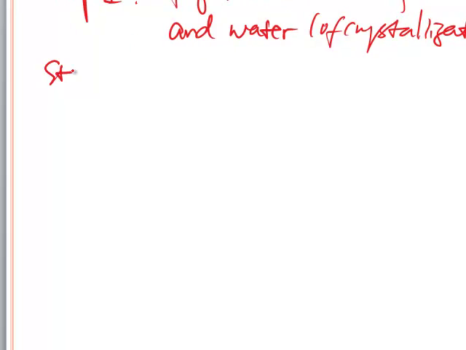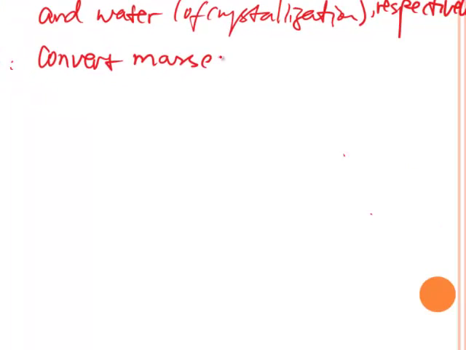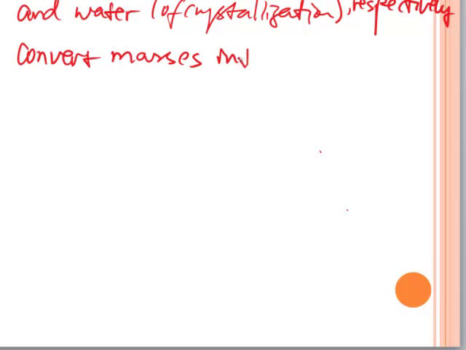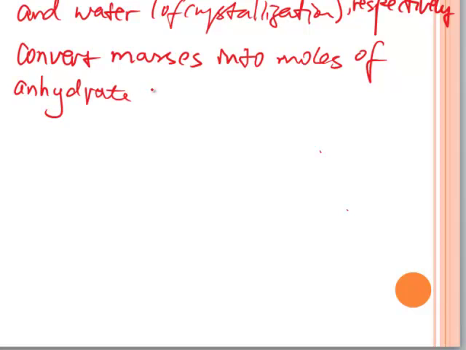Step number 2, convert mass into moles of anhydrate and water respectively.